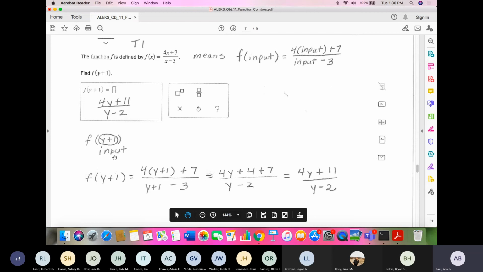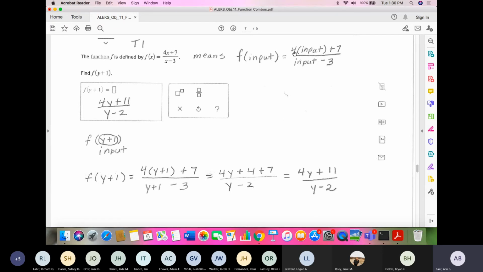So our input, what replaces the word input now, and what's inside these parentheses is always the input, is y plus 1. So f of input, really, and I didn't write that down here. I just wrote it as f of y plus 1, but that is the input. So in this case, the input's y plus 1, so I took y plus 1 and put it in for input. Every time we see the word input here, we want to put in y plus 1.